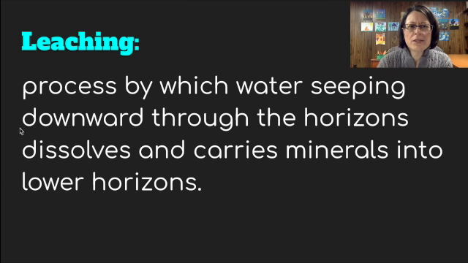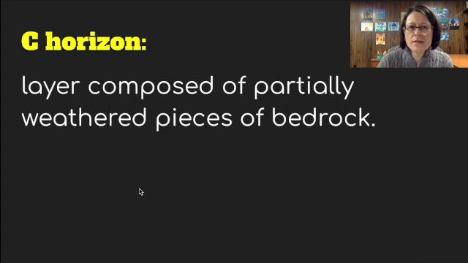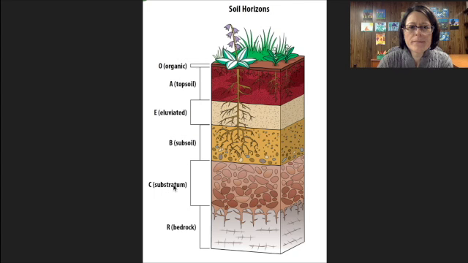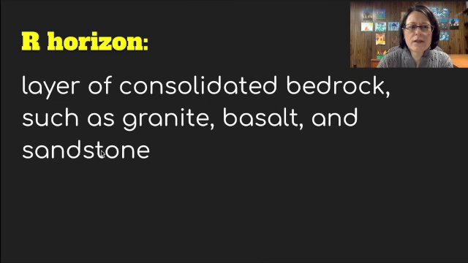Now this word leached or leaching, this is a process by which water seeping downward through the horizons dissolves and carries minerals into lower horizons. Leaching takes place a lot in soils. Leaching takes place and can leach materials also into streams and rivers. Underneath the subsoil is C, the substratum. This is the layer composed of partially weathered pieces of bedrock. And then below that layer is the R horizon. This is a layer of consolidated bedrock such as granite, basalt, and sandstone. So that is the bedrock layer.